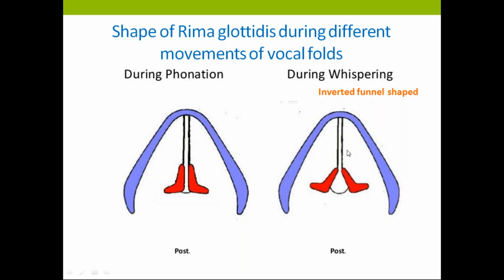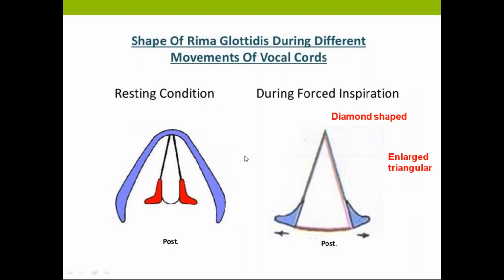During whispering, the intermembranous part will be highly adducted and the intercartilaginous part is separated. So this appears as an inverted funnel shaped appearance. So during whispering, the rima glottis appears in inverted funnel shape. I think now you are clear. Once again, I am repeating.